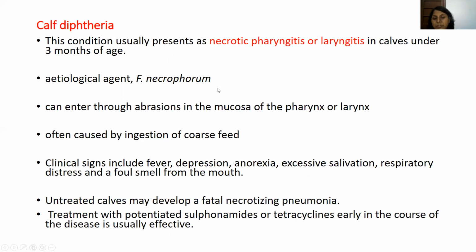The clinical symptoms seen are fever, depression, anorexia, excessive salivation, respiratory distress, and a foul smell from the mouth. Untreated calves can develop a fatal necrotizing pneumonia. Treatment includes potentiated sulfonamides or tetracycline in the early stage of the disease, where the treatment is effective.